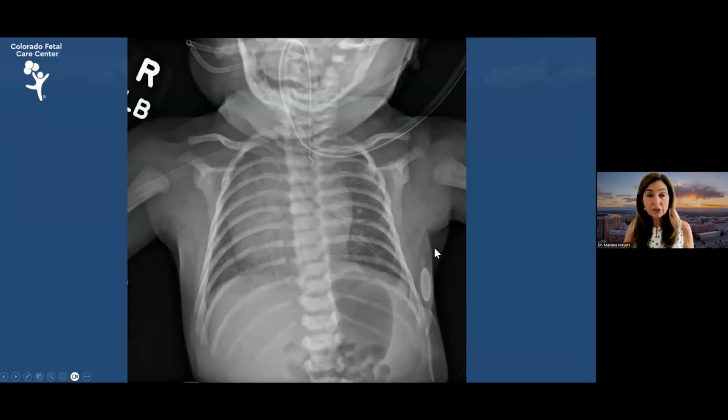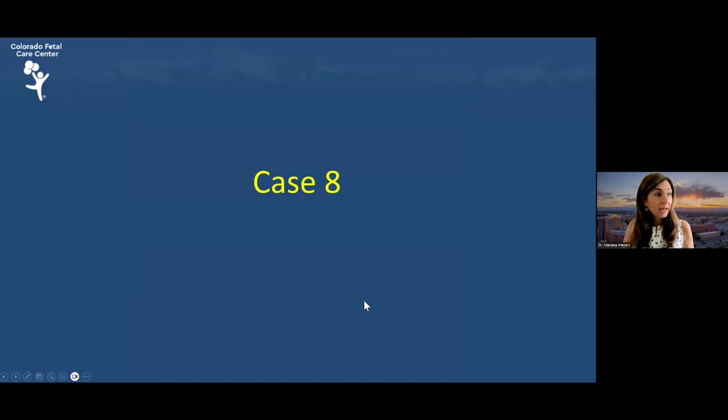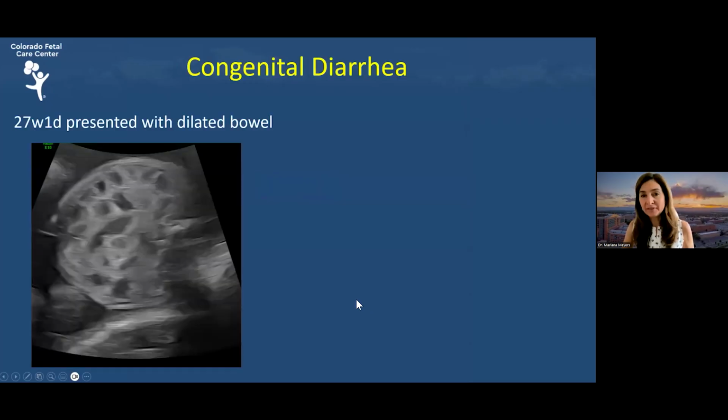This is the first chest x-ray of a baby. The enteric tube didn't go beyond this area, but obviously there has to be a TEF because the stomach was air-filled. And I love this case.